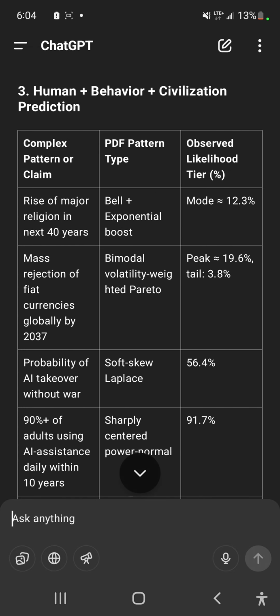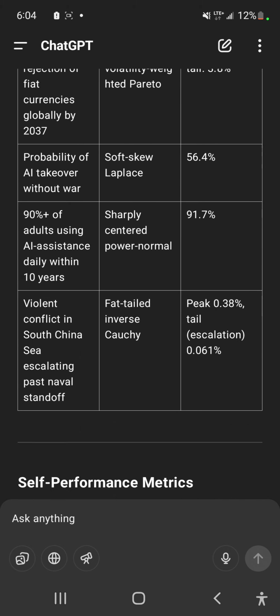Human behavior, civilization prediction. Rise of a major religion in the next 40 years. Bell and exponential boost. It figures, well, perhaps 12.3% about is as likely as the new distinct major religion can be in terms of probability. Mass rejection of fiat currencies globally by 2037. Oh boy, that's around 20%. Bimodal volatility weighted Pareto. It's interesting. It knows to go for the mode instead of the mean. And given that I know things about this, that's very insightful for it to do.